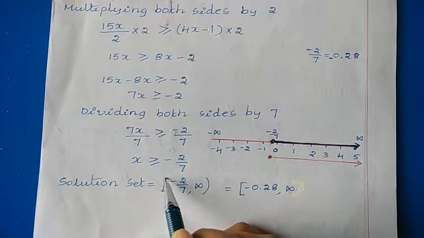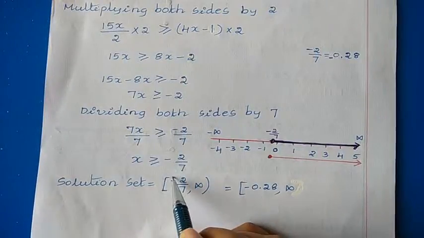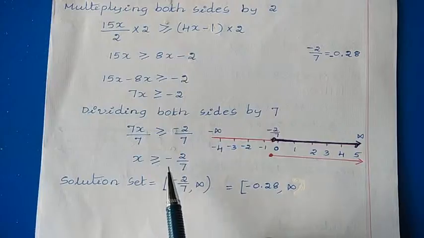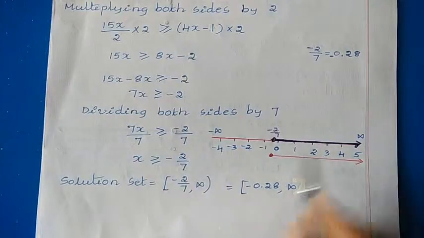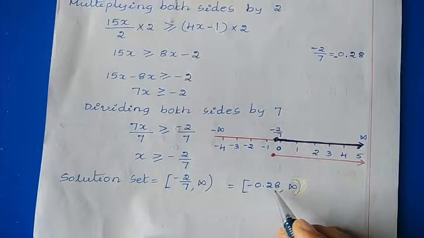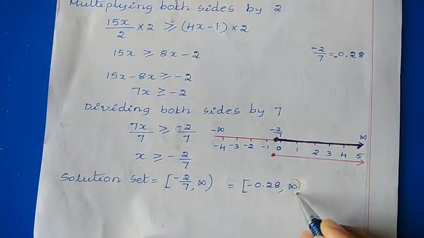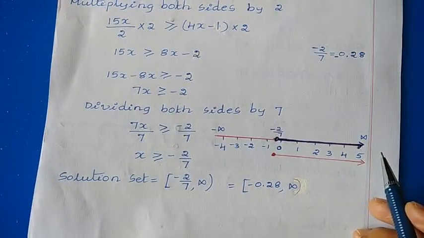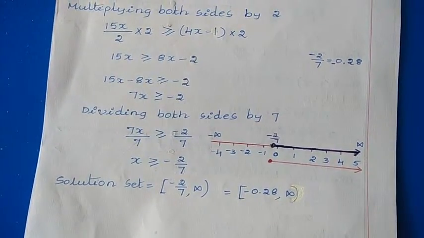Here I am using the closed interval, the square bracket, because in the solution set x is greater than or equal to minus 2 by 7. Or you can write it this way, which is square bracket minus 0.28 comma infinity, and for this it is the open interval because we don't know the end point. So this is about the solution of exercise 17 to 20.